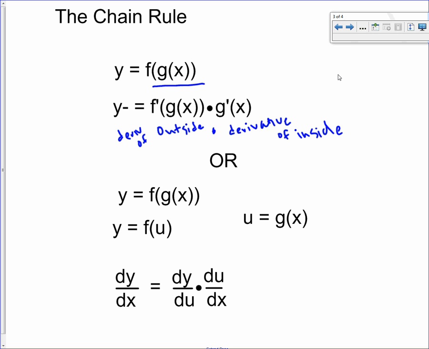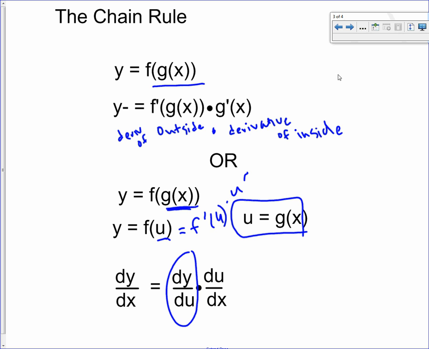Another way to think about it is you can change your inside function. Let's call it u. This is u substitution. So we're going to replace the inside function g of x with u. So in that case, we're going to have basically f prime of u times u prime. Derivative of the outside, which is f, times derivative of the inside, which is u. This is f prime of u, and this is u prime. And just like we saw on the last page, we multiply them together. So two different definitions that are both representing the chain rule.